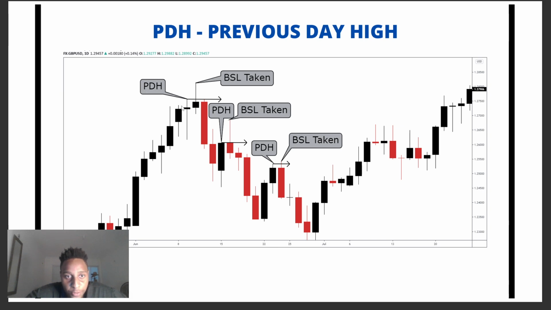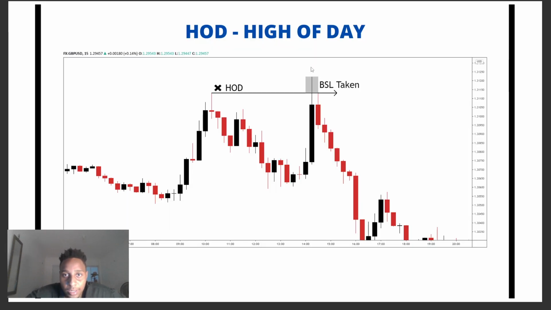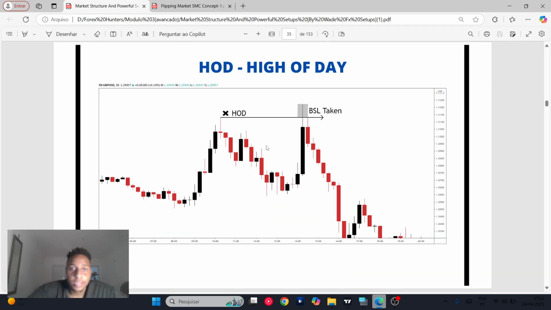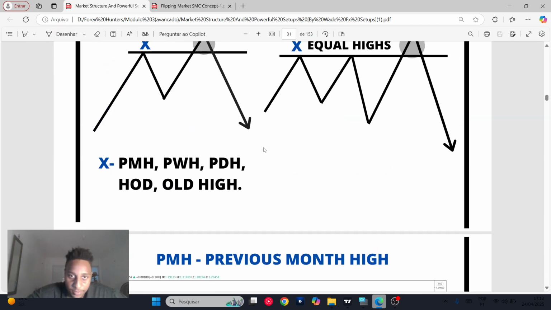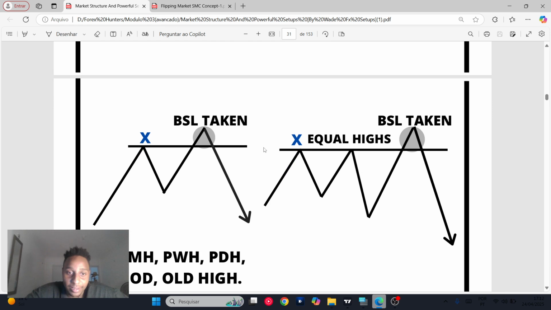So previous daily high, buy side liquidity taken, and then price dropped. The same thing here, buy side liquidity got taken and then price dropped. The same thing here, buy side liquidity got taken over this high and then price dropped. And the high of the day here, buy side liquidity got taken and then price dropped off the high of the day.